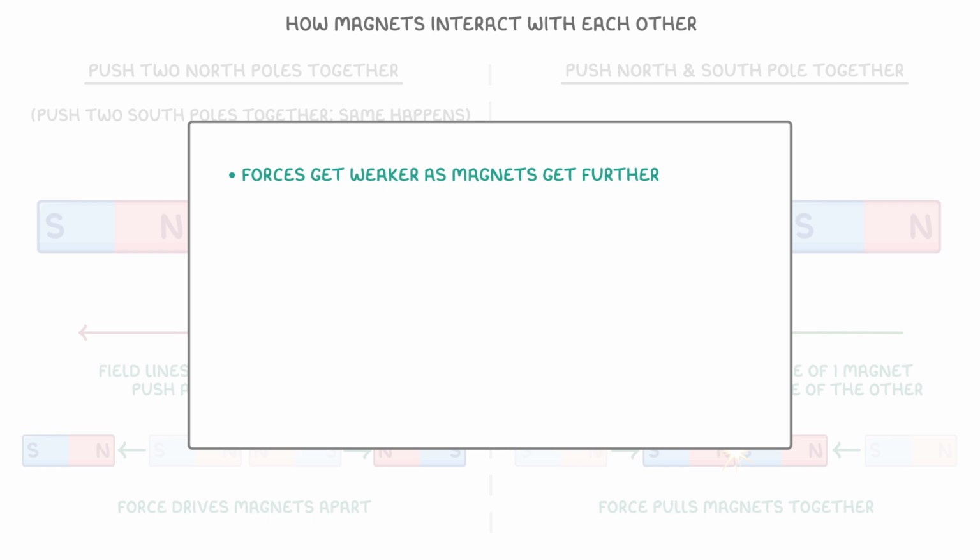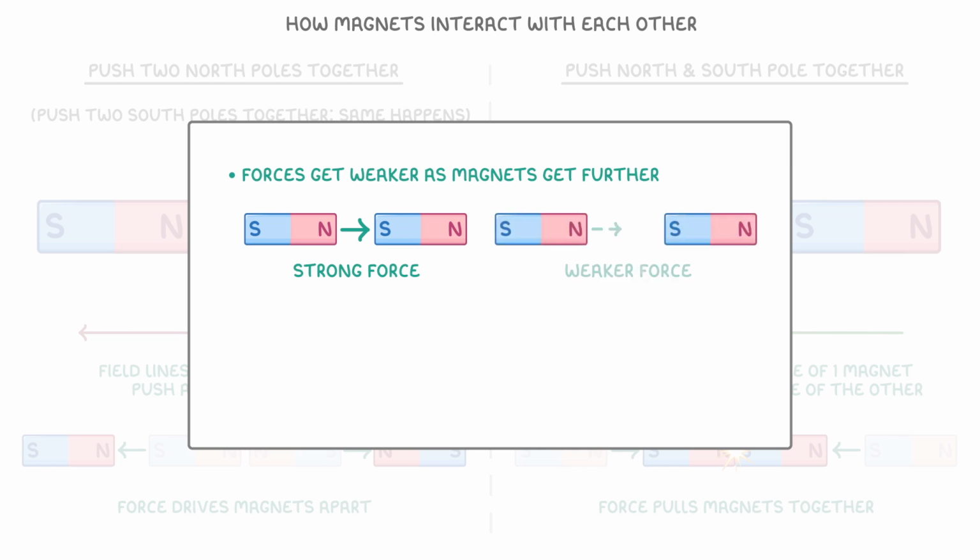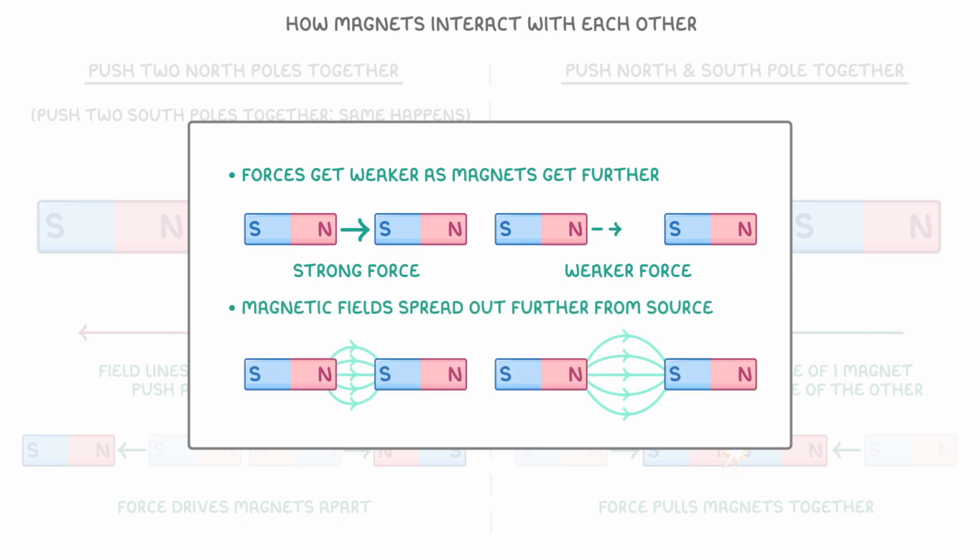Magnetic forces get weaker as magnets get further apart. If you hold two magnets close together, there's a strong force, but if you move them just a few centimeters apart, that force becomes much weaker. This happens because magnetic fields spread out as they get further from their source, so they become weaker with distance.